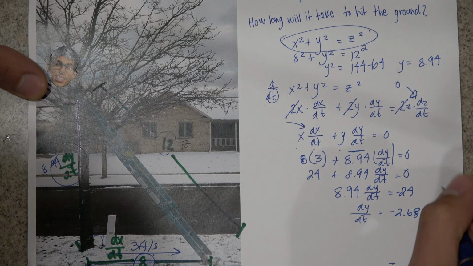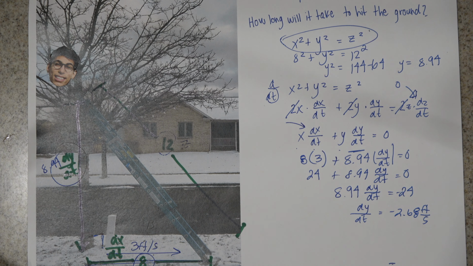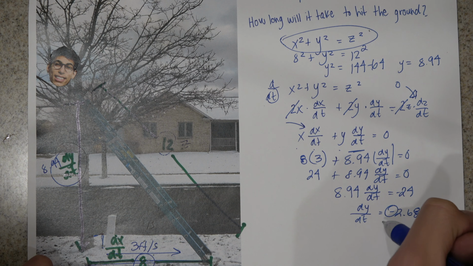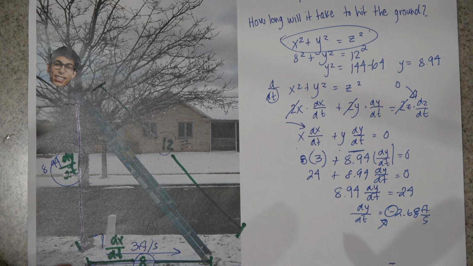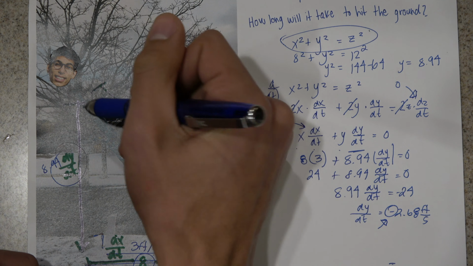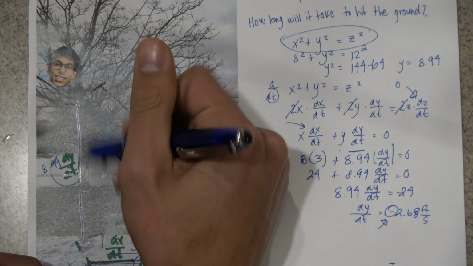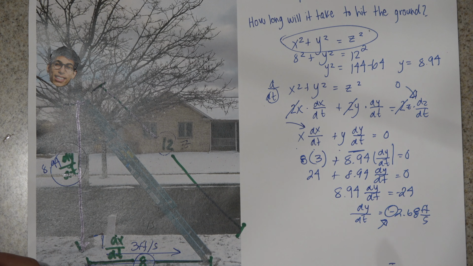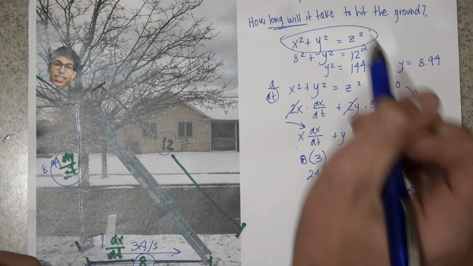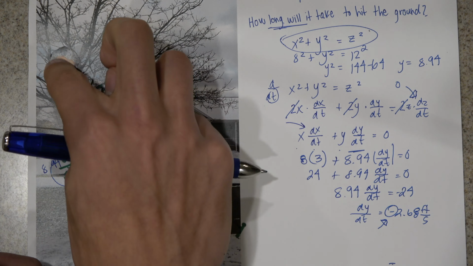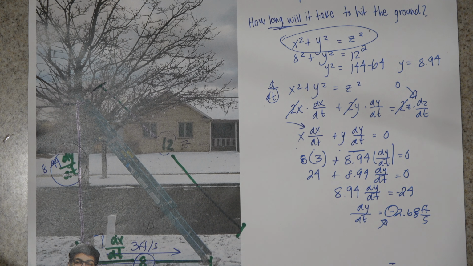So because this is a rate, we're going to write it as feet per second. Now, we need to notice that our answer is negative. And this makes sense because as x is increasing in this direction, our ladder is falling down, meaning it's going down 2.68 feet per second. But we're not done yet. We're trying to find how long it will take for me to hit the floor, me going down here, right?